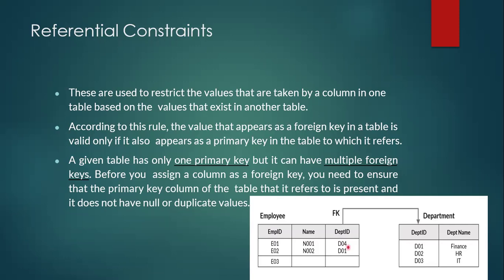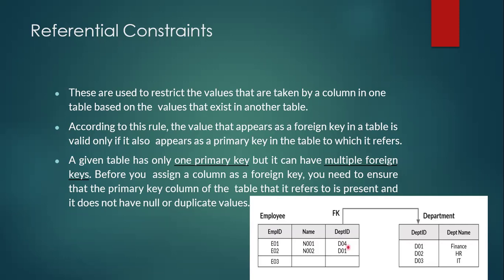Now, what does it mean? Below you can see the two tables, employee and department. The department table has department ID as the primary key. I'm talking about the department table and the department ID of this table. So what does the referential constraint say? Let me repeat once again. The value taken by the foreign key table is only valid if it is present in the primary key table.